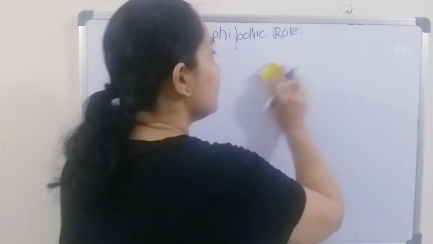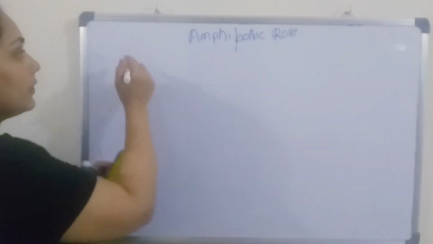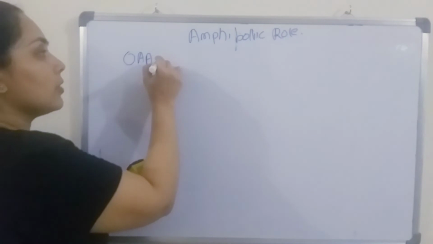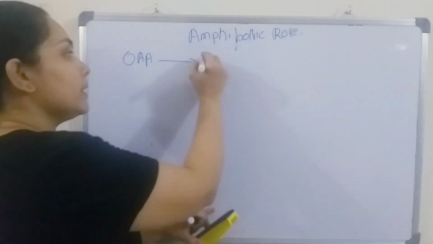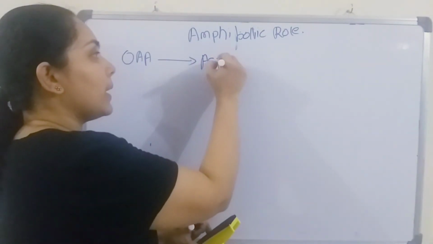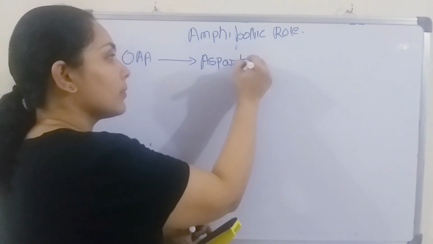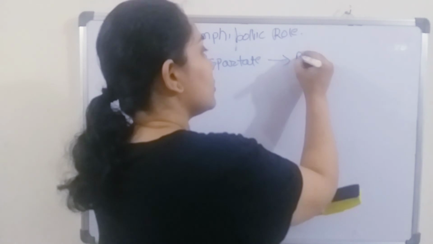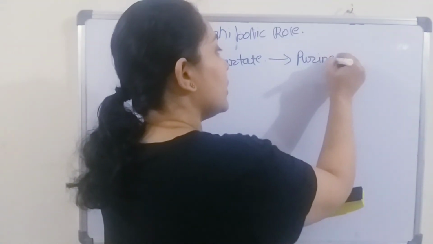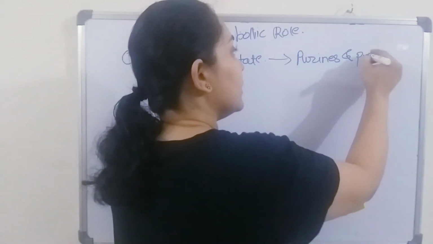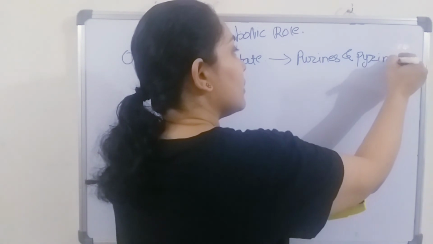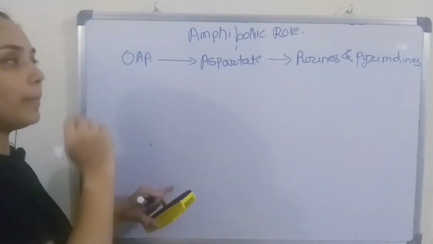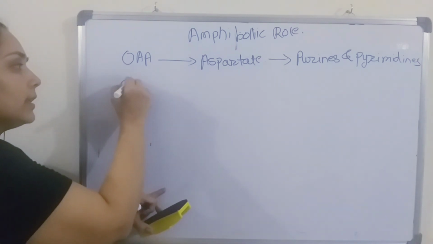So we'll see how. First is oxaloacetate. Oxaloacetate will be involved in the synthesis of aspartate, and this will ultimately be involved in the synthesis of purines and pyrimidines.